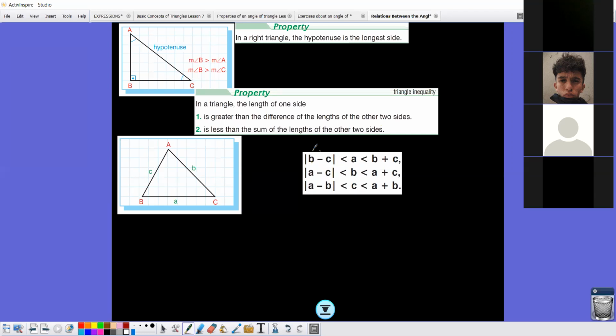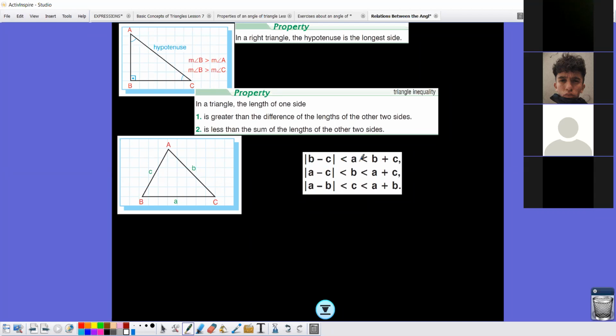Why? What do you think? Why is this part, the difference part, in absolute value? Because it can be minus, so to not have a negative solution, we are writing it in absolute value. Did you understand how it's written?